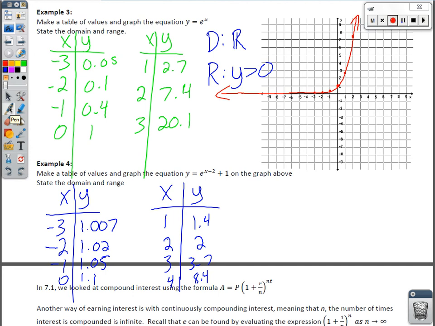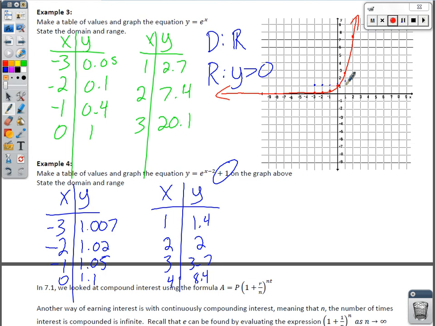So you can see on the left side with the negative 3, negative 2, negative 1, 0, those are all real close to 1. So our asymptote has moved up 1, and that's because of this plus 1 right here. That moves the entire graph up 1, so our asymptote shifts up 1 as well. So let's start plotting these points. Negative 3 just above 1, again just above 1, just above 1 for all of those.